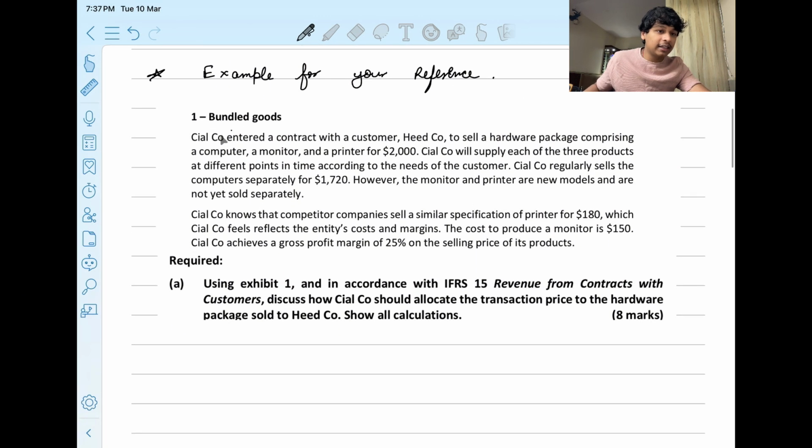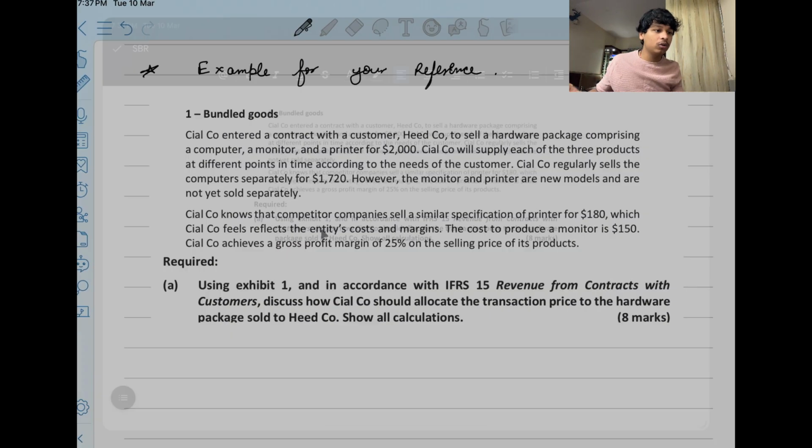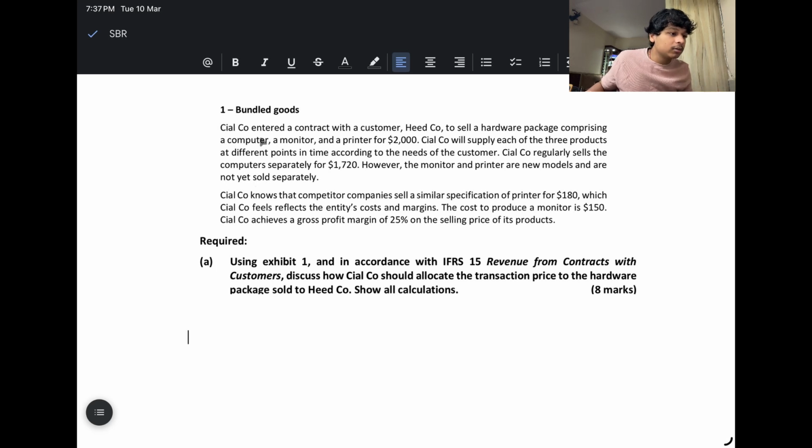Now I have taken an example which is related to bundled goods. It is related to revenue. So let me open the Word document and I'll tell you the whole step that I follow to write the answer. This is the question mentioned here. Sial company entered into a contract with a customer, Heat company, to sell a hardware package comprising a computer, a monitor and a printer for 2000 rupees. So what they are doing is combining 3 things into one contract, which means they'll be selling all 3 in a combined package for 2000 rupees.